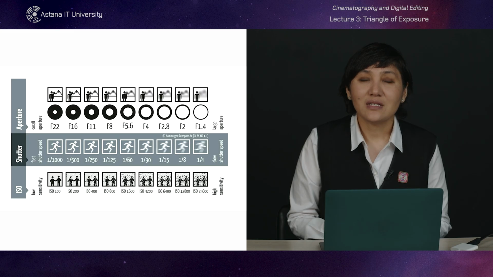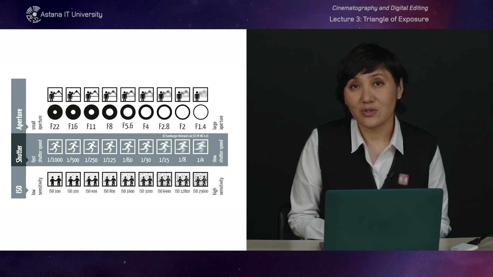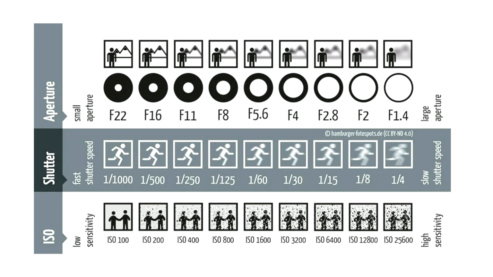So understanding all of this connection inside this formula, the triangle of exposure, allows you to make informed decisions about how to achieve your desired outcome. With practice, balancing the triangle of exposure will become second nature, enabling you to quickly adapt to different shooting environments and achieve consistent, high-quality results.